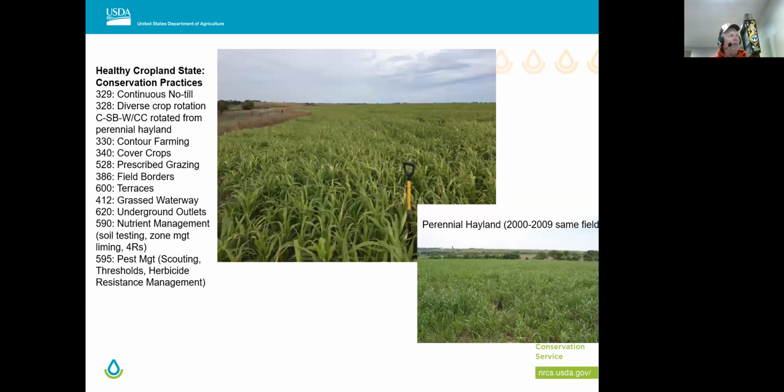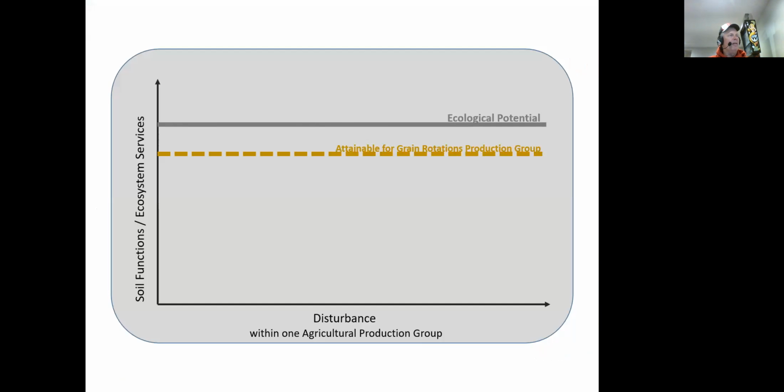Here's just an example on the other end where we have a full-blown soil health management system with no-till, cover crops, and various other practices, as well as an example where this was rotated into perennial hayland and back to cropland. So the resource concerns were addressed fully here.